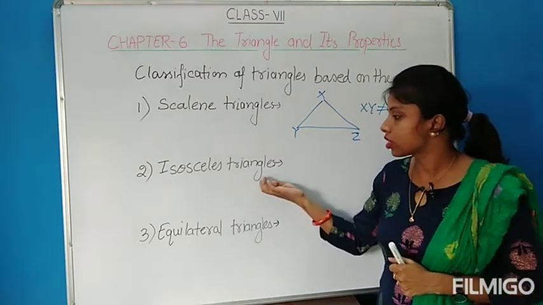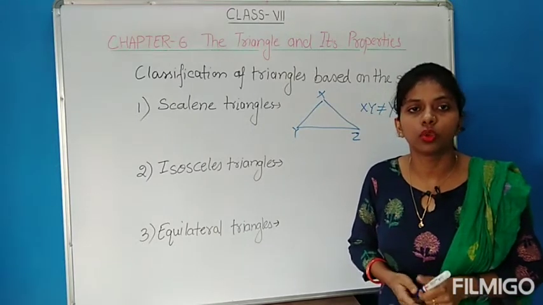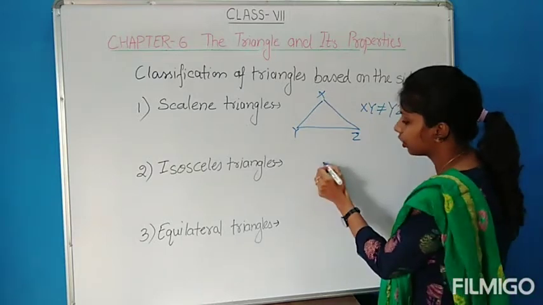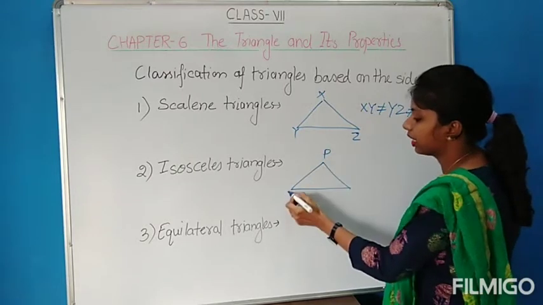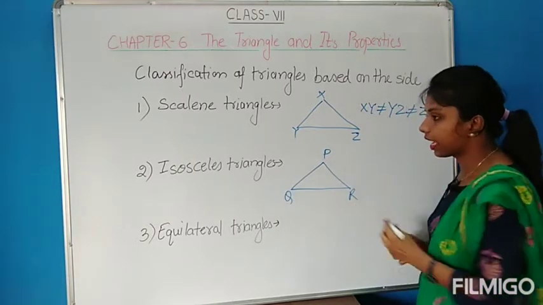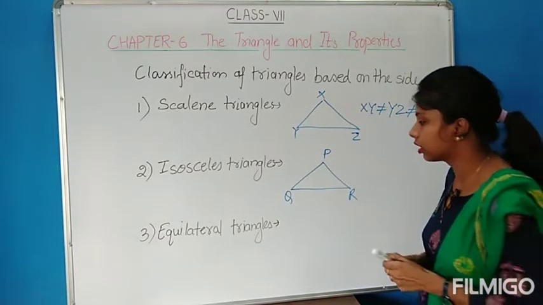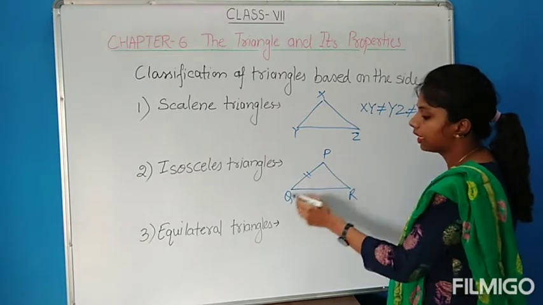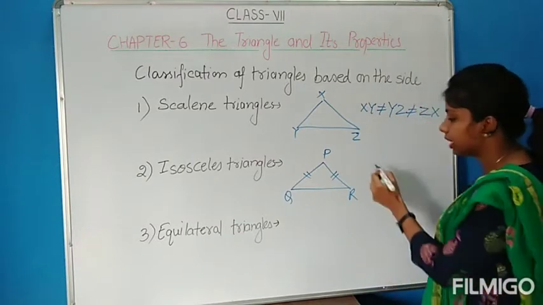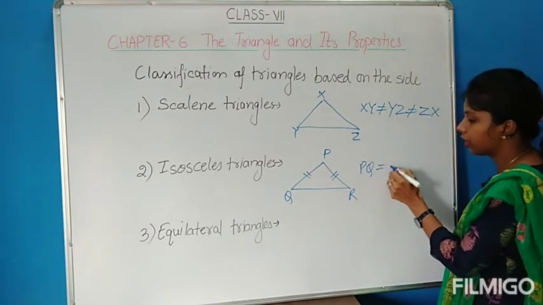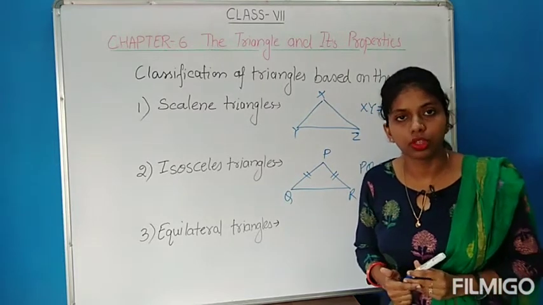Now second is the isosceles triangle. An isosceles triangle is a triangle in which 2 sides are equal to each other. Suppose I'm going to take an example of an isosceles triangle. Suppose this is triangle PQR. This triangle is going to be isosceles if 2 of the sides are equal to each other. Here we suppose side PQ is equal to PR, then this is an isosceles triangle, meaning PQ is equal to PR. For an isosceles triangle, 2 sides must be equal to each other.